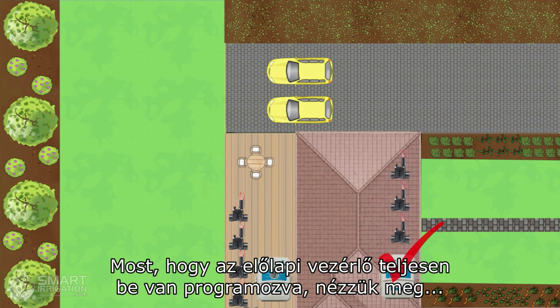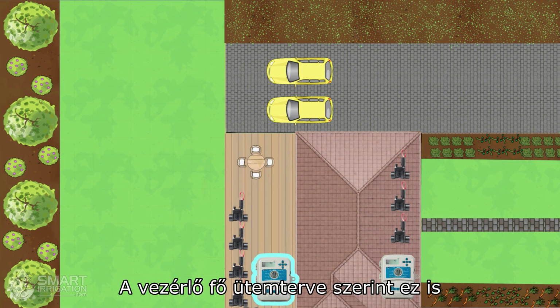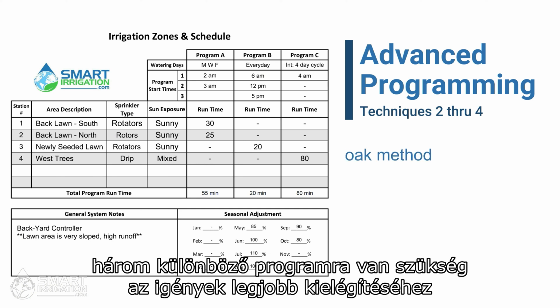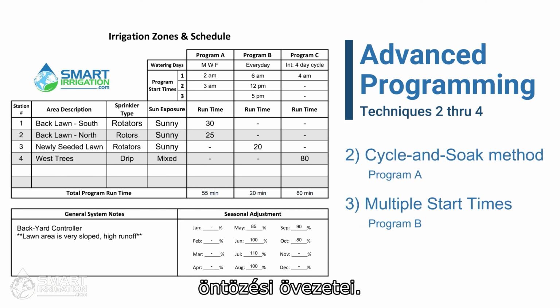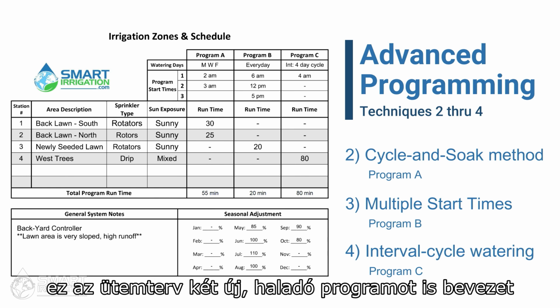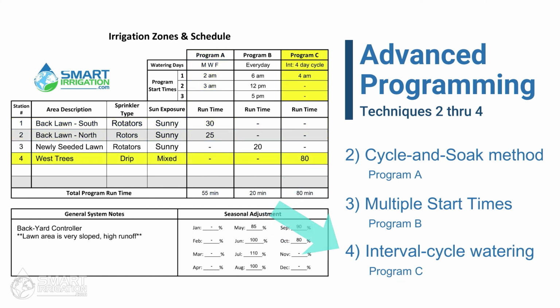With the front controller now fully programmed, let's now move on to the backyard controller. According to this controller's master schedule, it also needs 3 different programs to best meet the needs of its irrigation zones. However, this schedule also introduces 2 new advanced programming techniques: the cycle and soak watering method and interval cycle watering days.